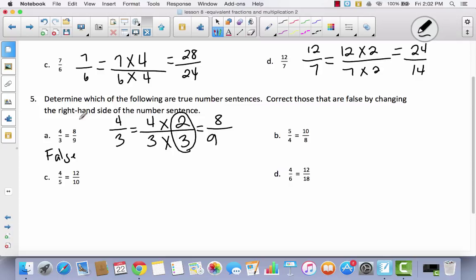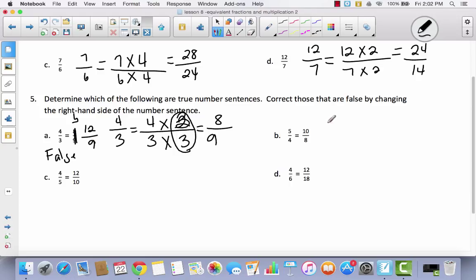So it says to correct the right-hand side. So this is the right-hand side. So I can either change the numerator or the denominator. Well, if we want to change the numerator, the denominator was multiplied times 3, so I would have to multiply the numerator times 3, which instead of 8/9 would give me 12/9. I could also have chosen to change the denominator. So since the numerator was multiplied times 2, I could have multiplied the denominator times 2 and made this 8/6. Either way, it was incorrect and now it is correct.